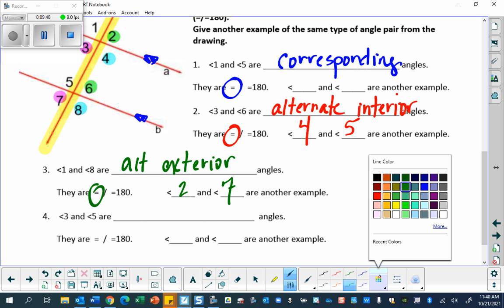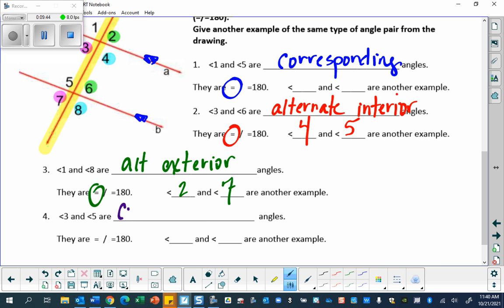3 and 5 are our consecutive. Sometimes we call them same side interior angles, and they are our friends that are supplementary. 4 and 6 is another example.